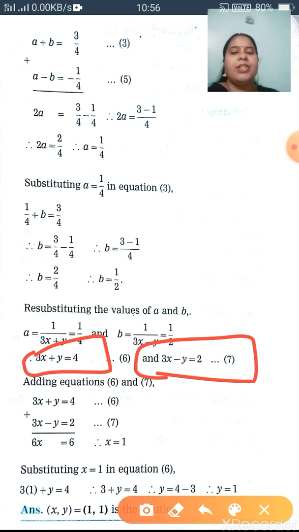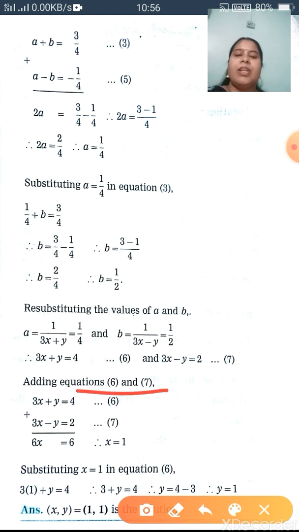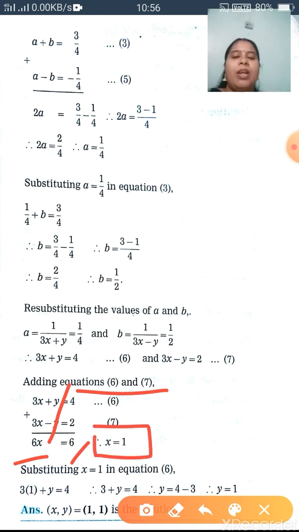Plus y and minus y, these terms can get eliminated if we simply add these two equations. So our next step will be adding equation number 6 and 7. So when I add this, what will happen? Plus y and minus y will get eliminated. 3x plus 3x is nothing but 6x and 4 plus 2 is nothing but 6. So x will be equal to 1. This is the first part of the answer, that is x is equal to 1.